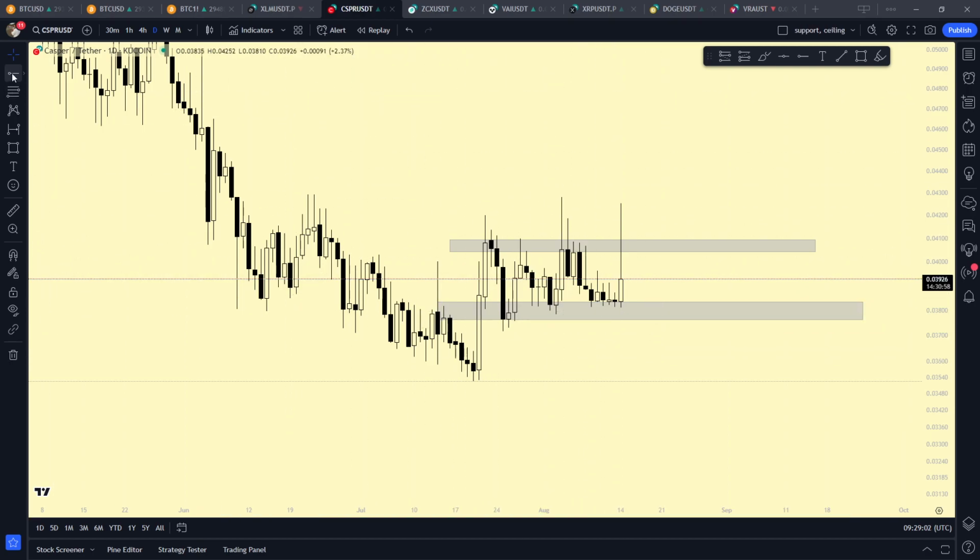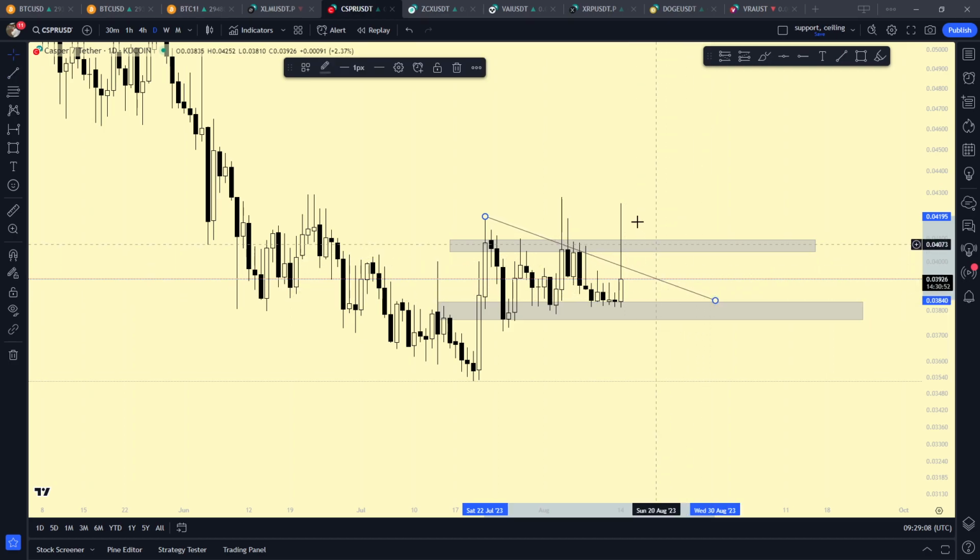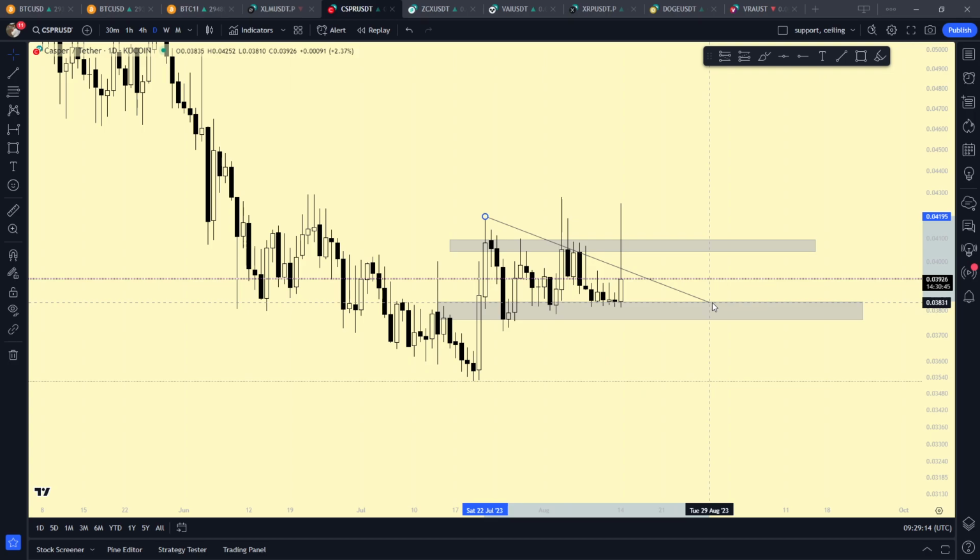We can see that Casper is in, or was in, a downtrend, right? This wick doesn't really matter a lot. I think this was a liquidity grab, so we can actually see a descending triangle here. A descending triangle is basically when you have a support level that stays at the same level. We can also see it like this, which is a symmetrical triangle.